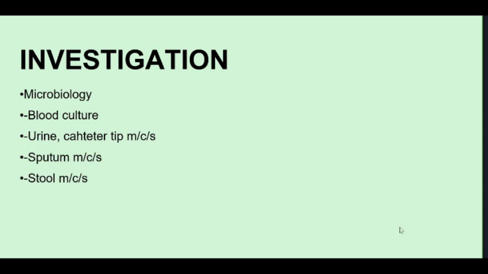For microbiology, blood culture: is sepsis going on in these patients? You want to do a urine or catheter tip MCS to know if the patient has a urinary tract infection. Sputum MCS to know if the patient has a chest infection, or even if the patient has an underlying TB going on. Maybe he's a chronic smoker. We also look at the stool MCS: is there an ongoing GI infection?